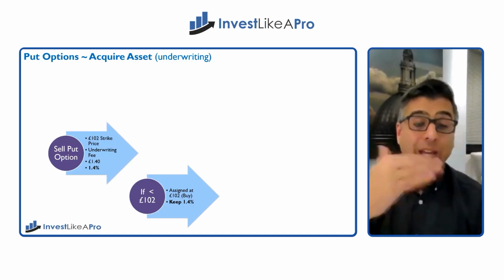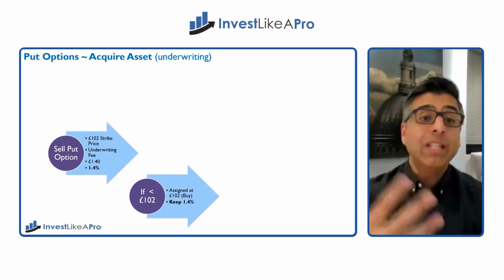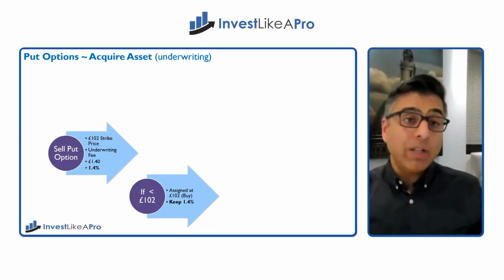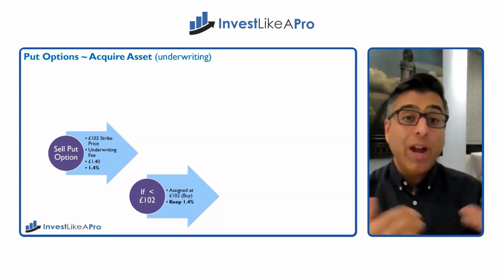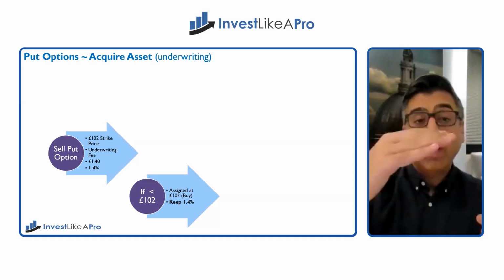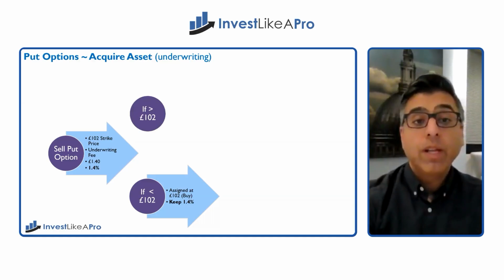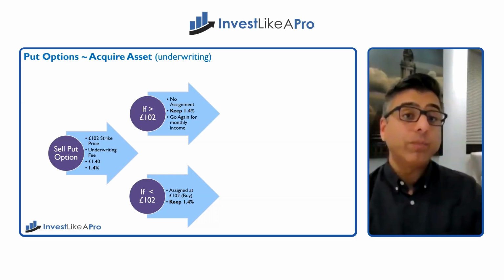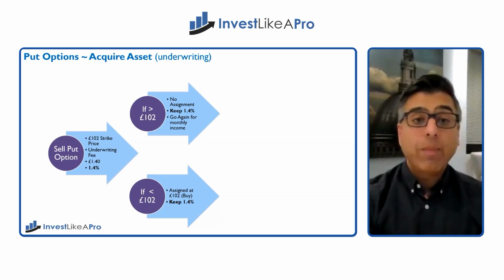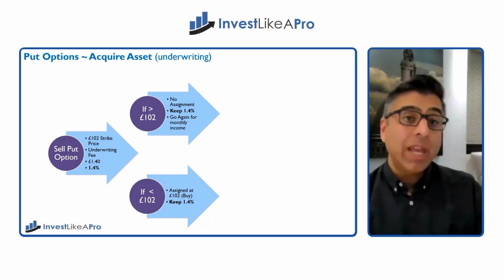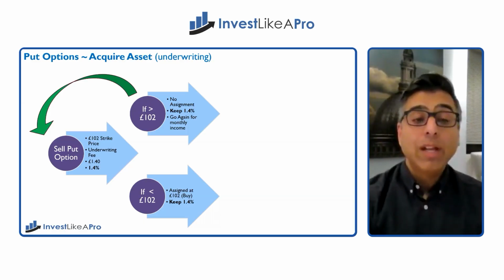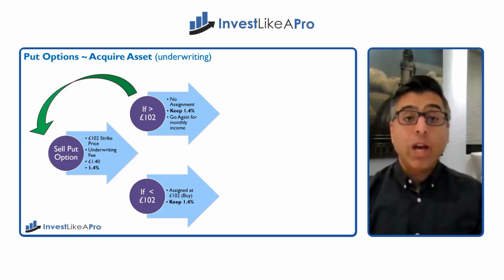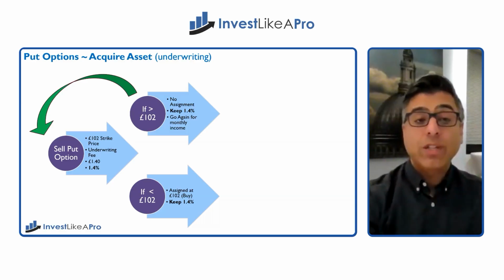And the risk here is that it drops much below 102, but these are shares that you would have bought anyway. So if you're buying them below the original market price, you're happy. You'd rather buy at 102 rather than 105, right? And if they go above 102, nothing happens. You get to keep your 1.4% anyway, and you just go again for monthly income. You rinse and repeat. You go back to square one. And that's in 2 slides how your option strategy works.